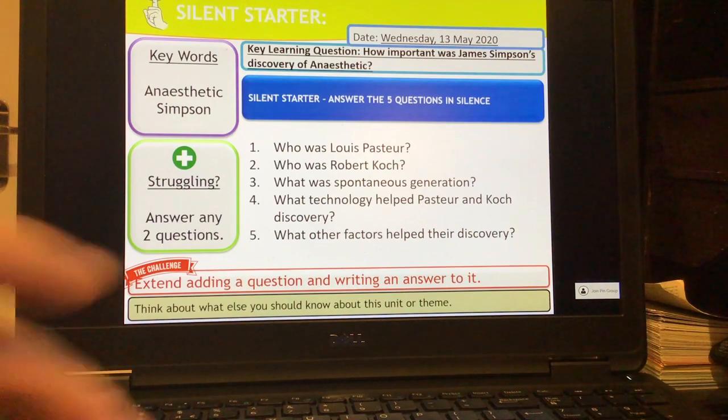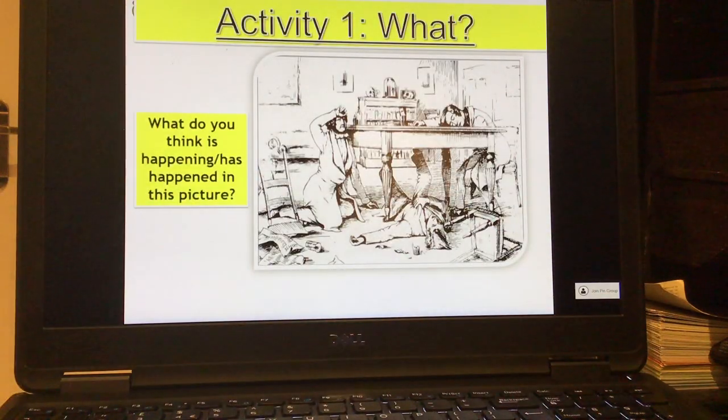What I want to do today is just start by looking at this picture here. Okay, and I'd just be asking you really what you think is happening in the picture, or what has happened in the picture. It's quite an interesting picture, isn't it? So just pause your video and have a little look at that on your own before we discuss it.